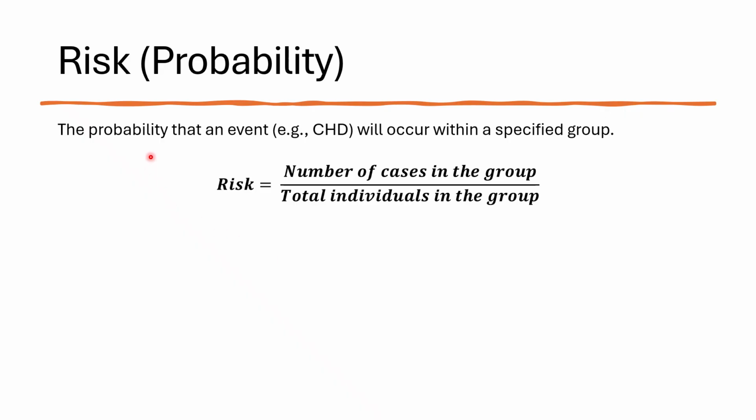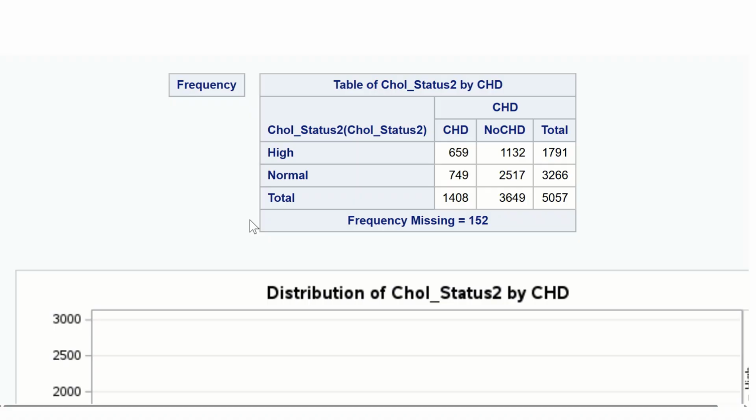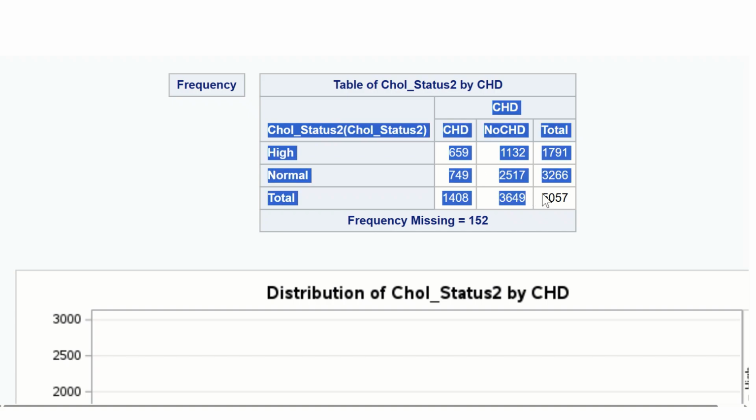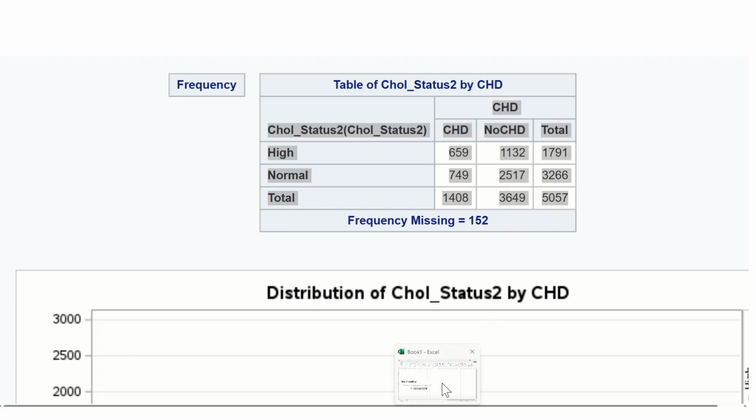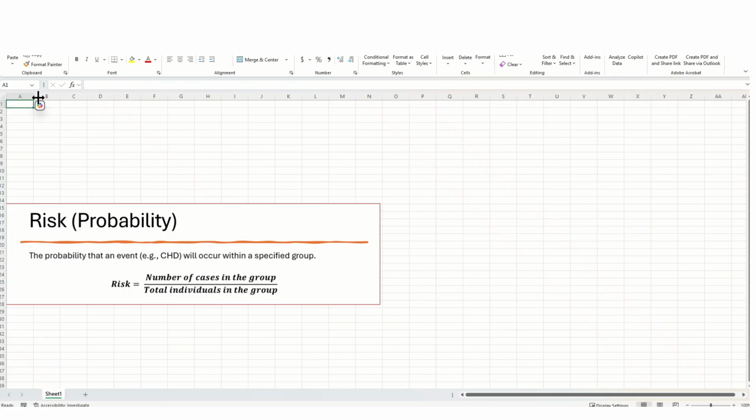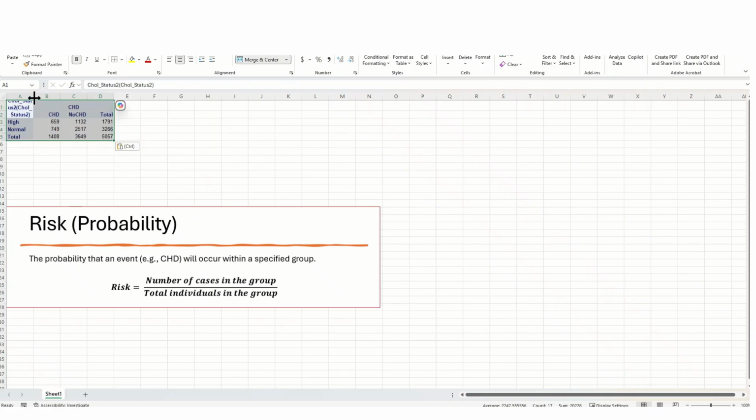Risk, by definition, is the probability that an event, for example, chronic heart disease, will occur within a specified group. Mathematically, it is the number of cases in the group divided by the total individuals in that group. Let's calculate the risk or probability by hand. It will make the concept much clearer. I'm going to copy this table from SAS and paste it in an Excel sheet, and then we will do all the calculations by hand.